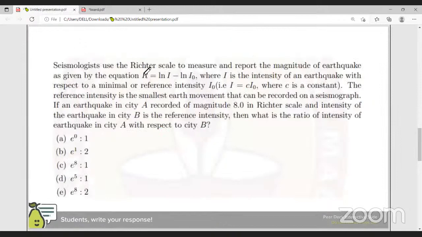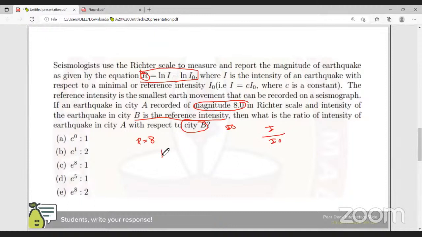Yeah, you can see here we have given the magnitude of earthquake equation, right? That is R. So here, if an earthquake in city A is recorded of magnitude 8, it means R equals 8 here, right? And what we have to find out is the ratio of intensity of earthquake in city A, that is I, with respect to city B. Intensity of earthquake in city B is the reference intensity, so that is I naught. So simply we have to find out the ratio of I upon I naught, right?